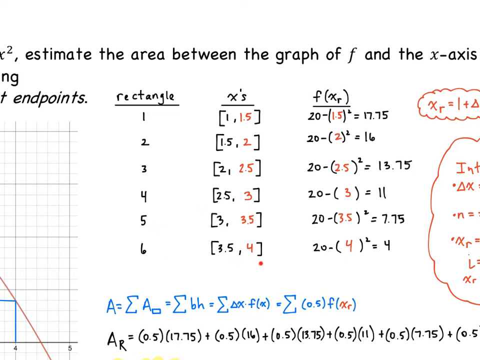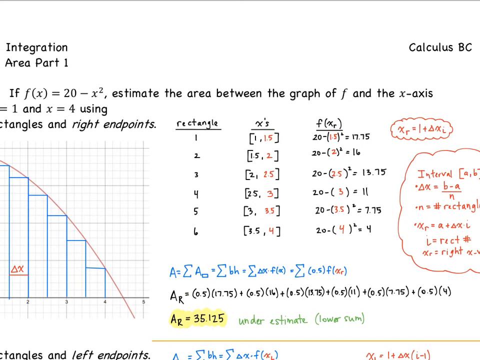Now, if we're thinking about the area under this curve using rectangles, we know that it's base times height. The height of each of these rectangles is going to be f of x sub r, meaning f of the right x value. So I'm going to plug that into the curve we were given, f of x equals 20 minus x squared. I'm just plugging the right endpoint into this function, and that's where we get those y values essentially. So that's the height of each of the 6 rectangles using my right endpoint.